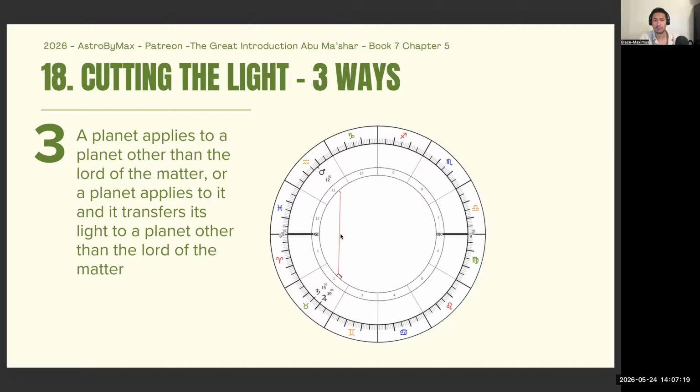Oh wait, no, it shouldn't be connecting actually. But wait. It transfers its light to a planet other than the lord of the matter. I might not be understanding that one correctly. Sorry, I'm sorry, y'all. Let's see. No, I think that should be correct there.